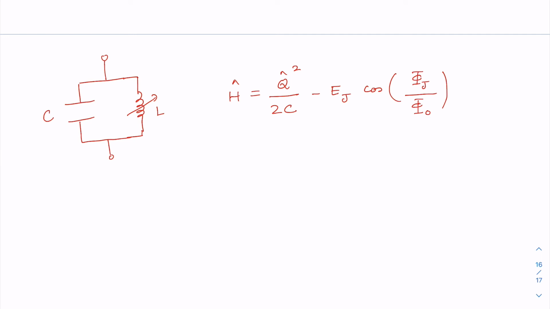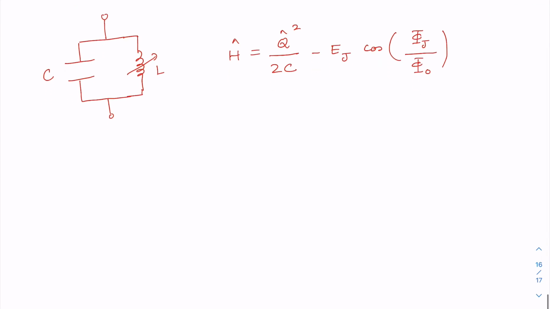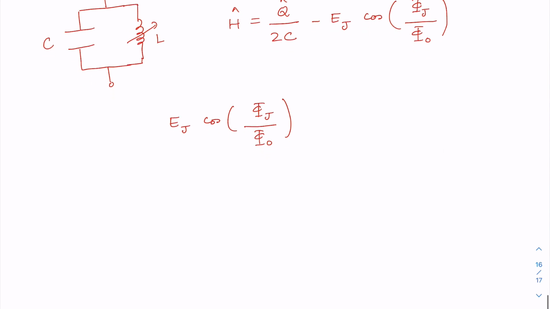Let us look at the tunneling energy term, which is due to the nonlinear inductor. We can break this energy function, Ej cos of phi j by phi 0, into a linear and a nonlinear part. If I expand this function into a Taylor series, we know the expansion of the cosine function.